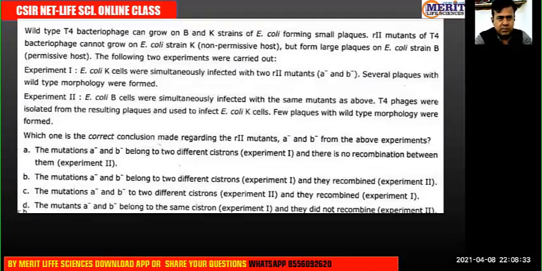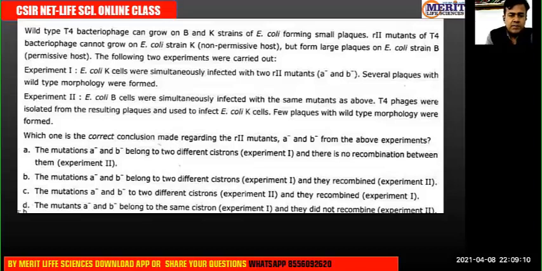So in the first experiment, you can see several plaques were formed because they were mutants. In the second, there were a few plaques with wild type morphology. Wild type morphology means maybe cis. Two different systems, it may be transposition, because earlier there were several plaques and now few, right? So the most correct option may be B.